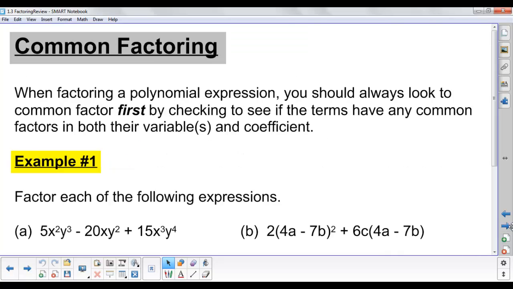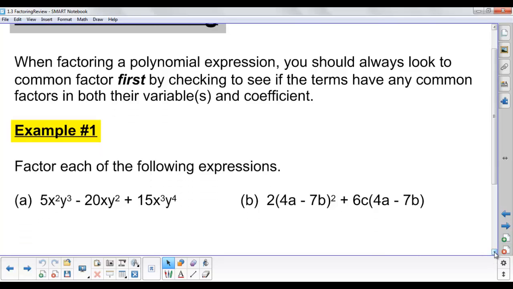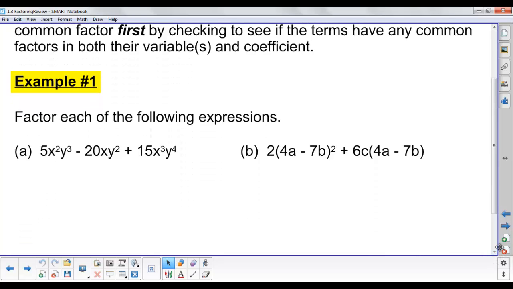First things first, cardinal rule of factoring, you always check to see if you can common factor. Always. So in this first example, I'm going to take a look at each term, and I'm going to look at all the coefficients, and I'm going to look at all the variables, and I'm going to see if there's something common to all terms.